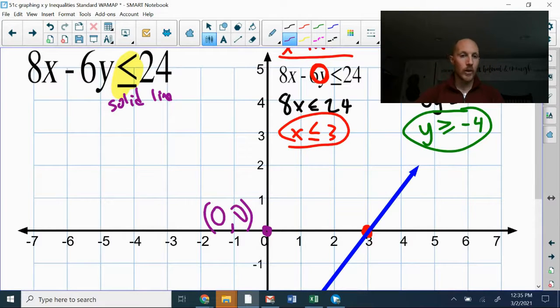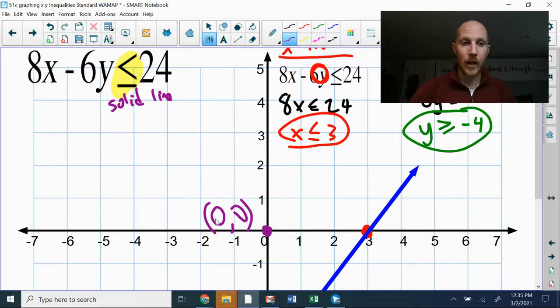So I'm going to take those coordinates and put them into the original inequality. If it gives me a true number sentence, what that's telling me is that the point I'm testing is in the correct part of the graph to shade. If it gives me a false number sentence, that doesn't mean I screwed up. It doesn't mean I need to choose a different point. It's just telling me that the location of that test point is in the part where I do not shade. So really what that means is I have to shade the other part of the graph.